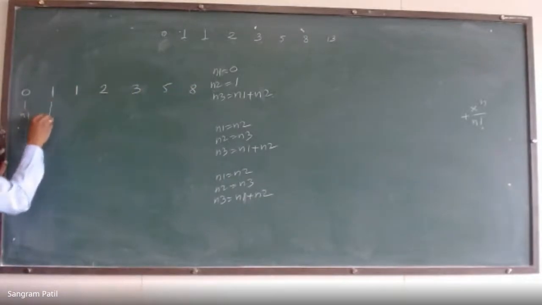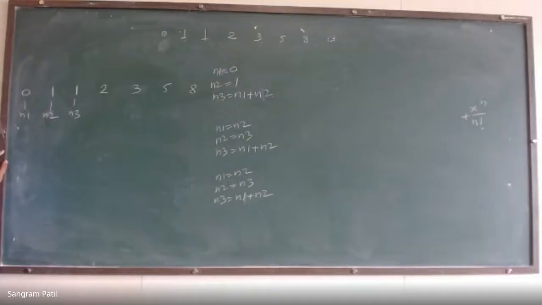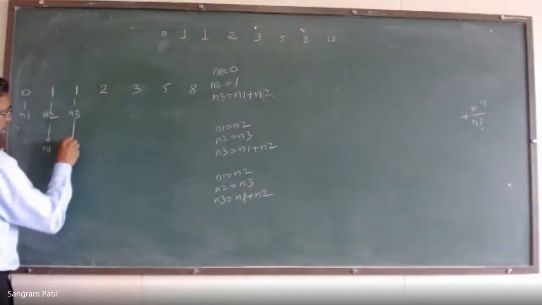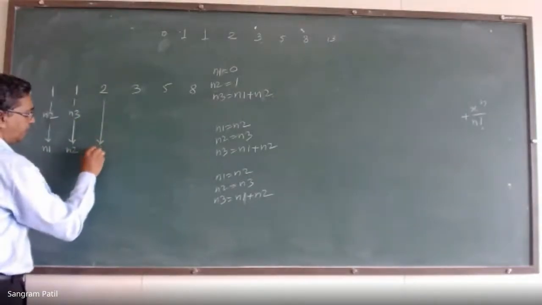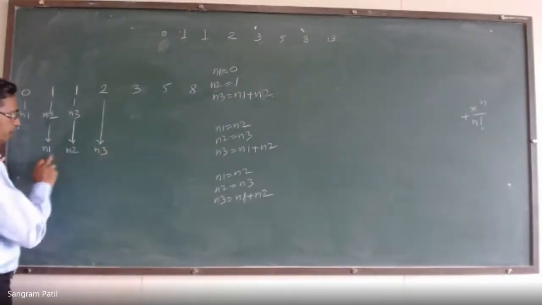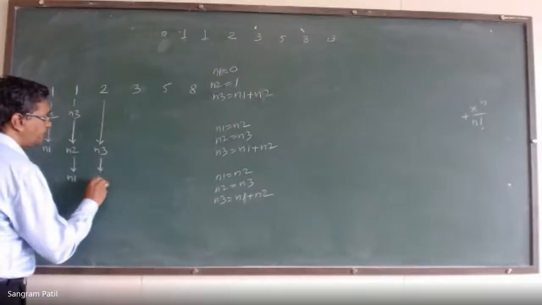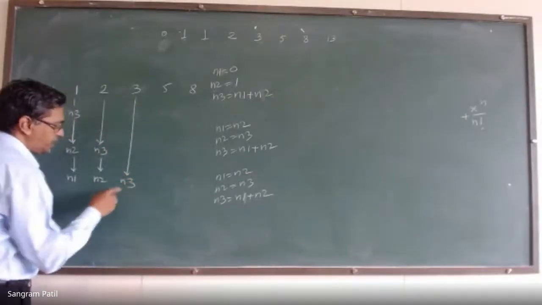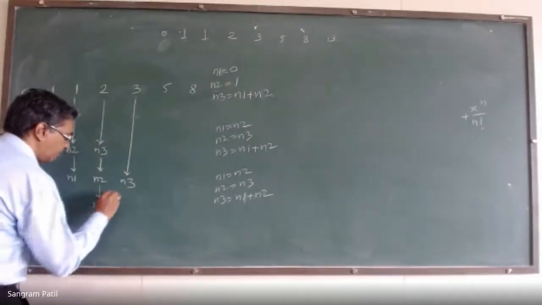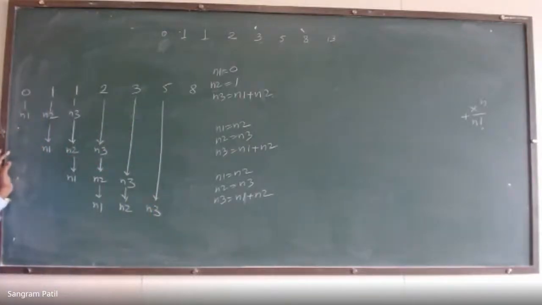Initially, this is n1, this is n2, and this is n3. Formula for n3 is n1 plus n2. Next time, this becomes n1, this becomes n2, and this becomes n3 now. Because next number is addition of first two. So n3 is nothing but n1 plus n2. Next time, this becomes n1, this becomes n2, and this becomes n3.